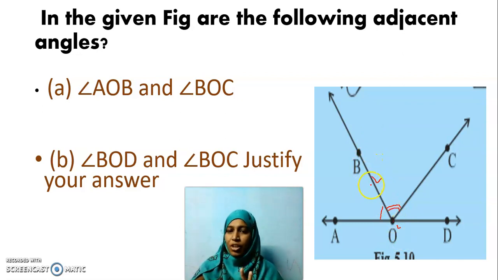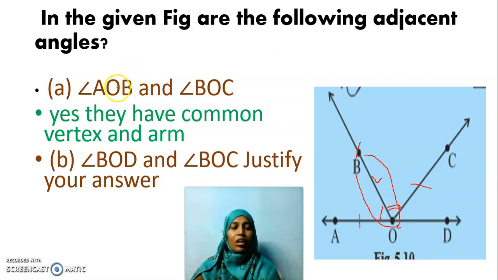What is the third condition? Two non-common arms. These two are non-common arms. They are lying on either side of that common arm. This is the common arm. On either side of this common arm, I have two arms. So it satisfies all the three conditions. So yes, they are adjacent angles. Now come on to the next question.